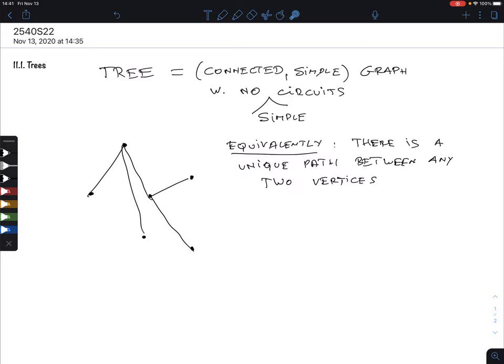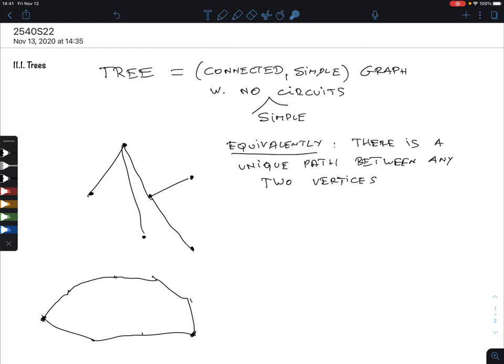But if it has a circuit, imagine, so I'm going to just draw up. So we have a circuit here. That means there's one way you can go around this way, right? So notice now that between this and this point, there are two distinct simple paths, namely the upper part going this way and the lower part going that way. So if you have a circuit, you can always go in two different ways.